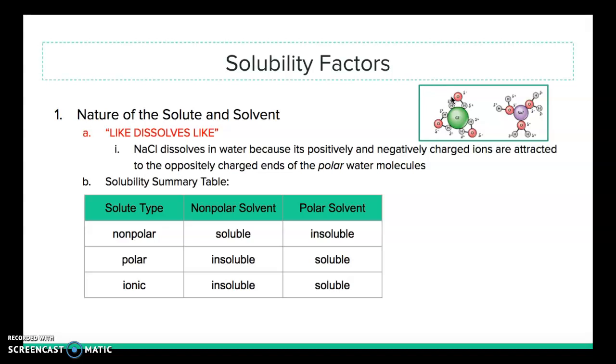So with that being said, opposite charges attract. Our chlorine, our negative ion, is going to attach itself to the positive side of our water, the hydrogens, and our sodium ion, that is positive, is going to attach itself to the negative oxygens on our water, making that fully dissolve into a nice uniform solution.